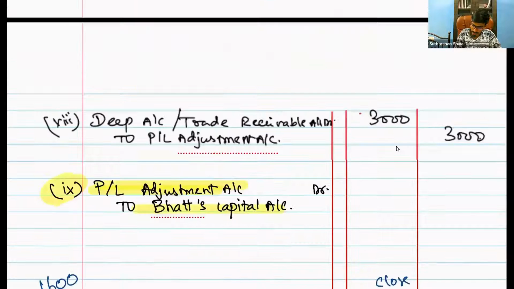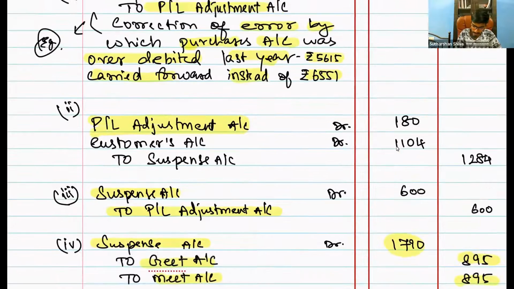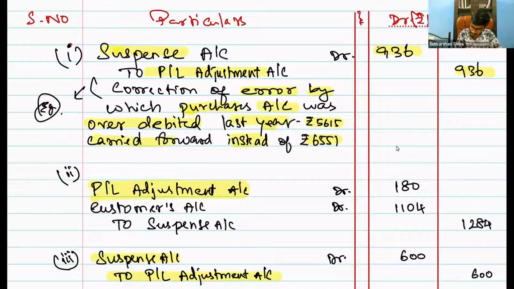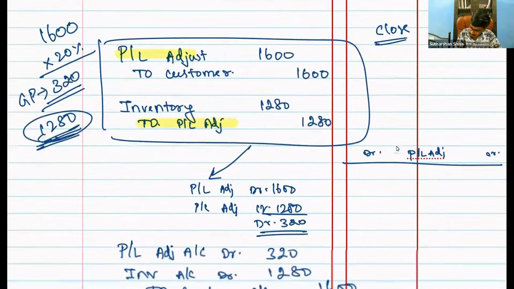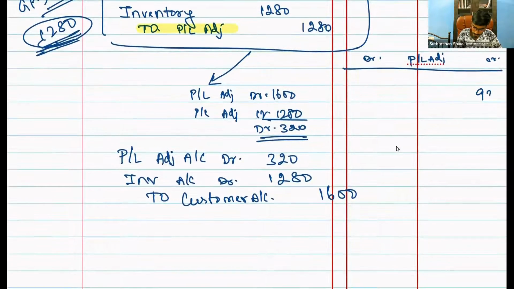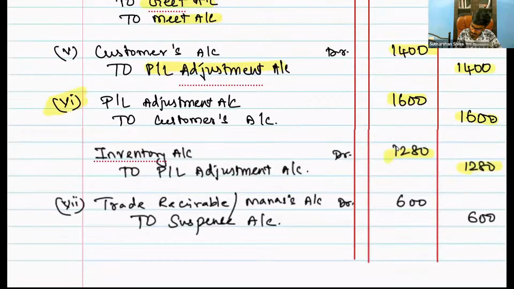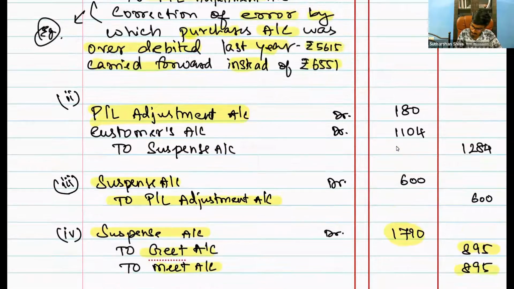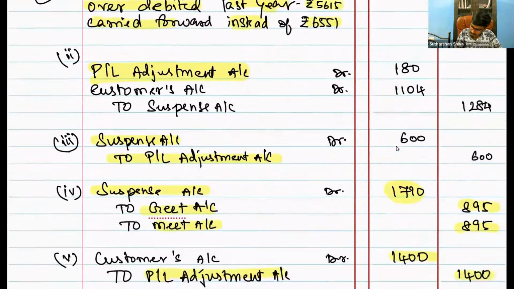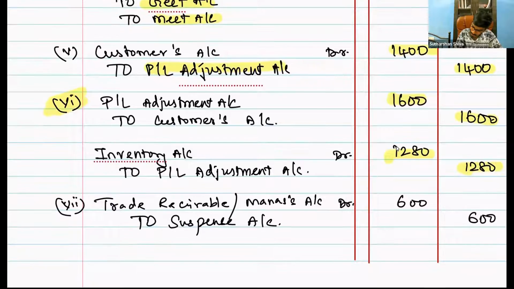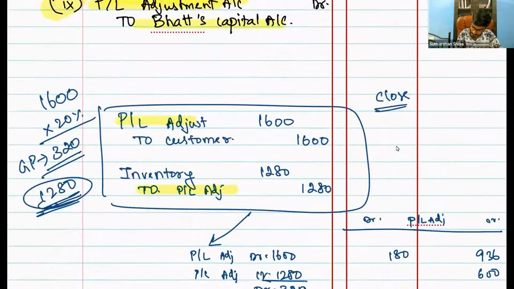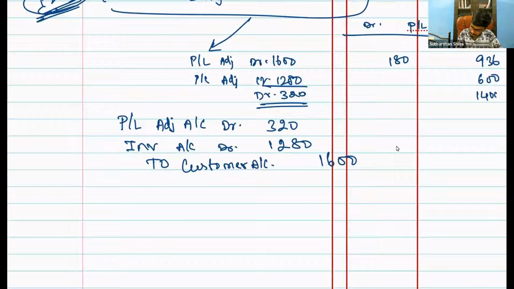Okay, give me what are the debit values we have entered. First one, credit 936 we have entered. 936, 180, 600. We'll just simply do a ledger posting. Okay. Then 1,400, 1,600, 1,280. Then 3,000 on the credit. Okay, 3,000 on the credit.